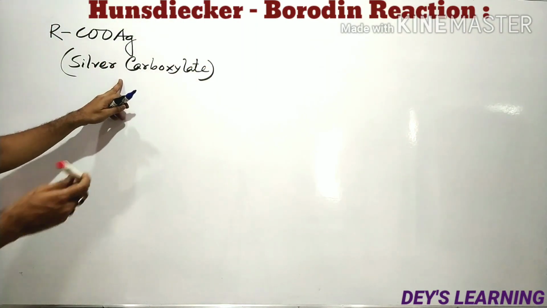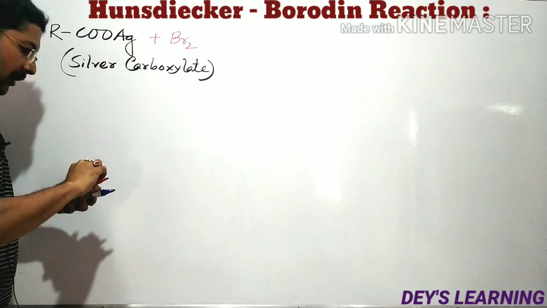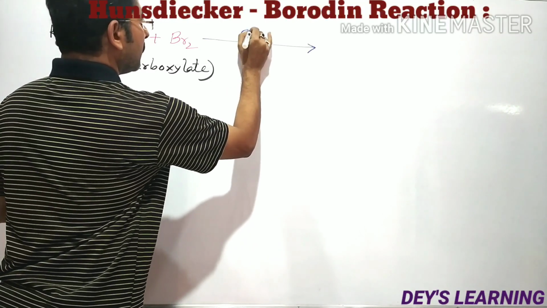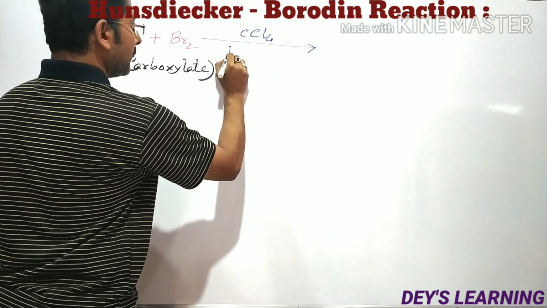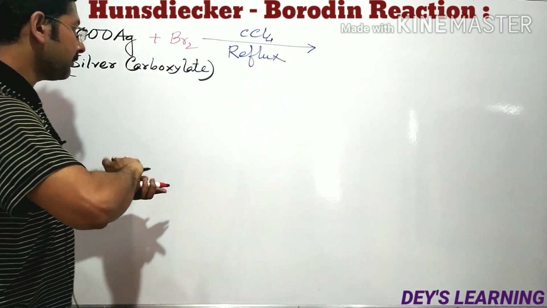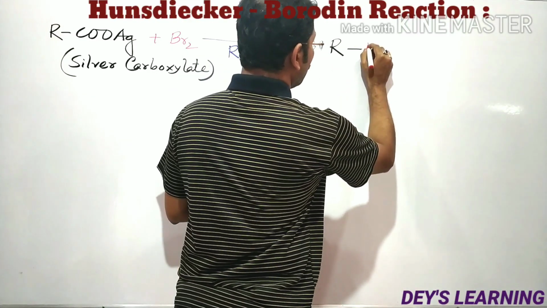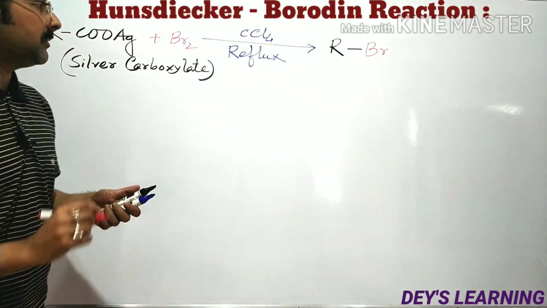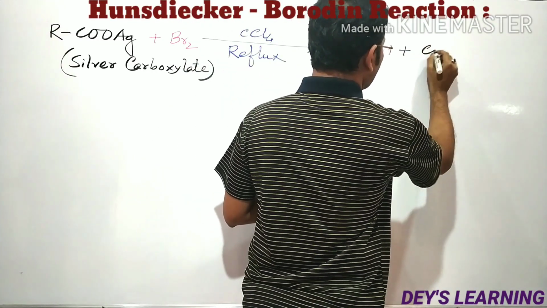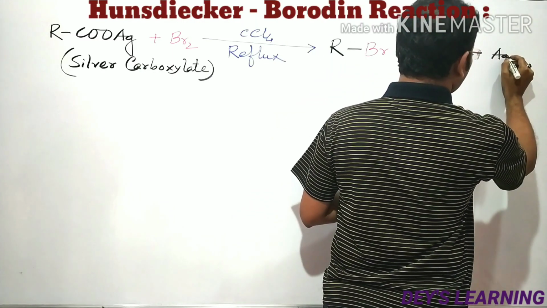If this silver carboxylate is treated with bromine in carbon tetrachloride (CCl4) medium, and refluxed, our product will be RBr, which is our alkyl bromide, with the expulsion of carbon dioxide, with the evolution of carbon dioxide gas, and silver bromide will be precipitated.